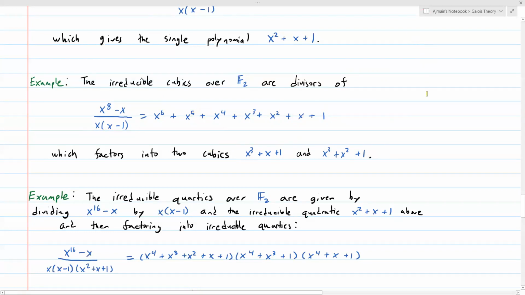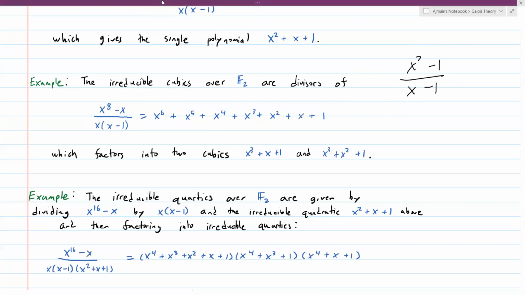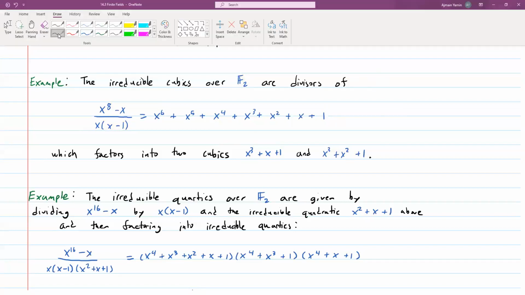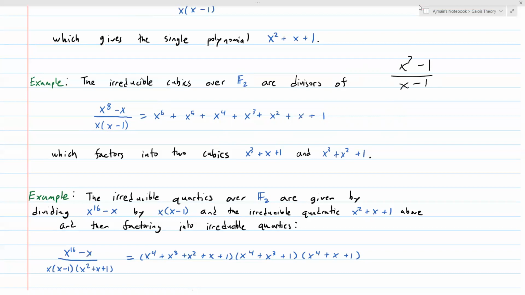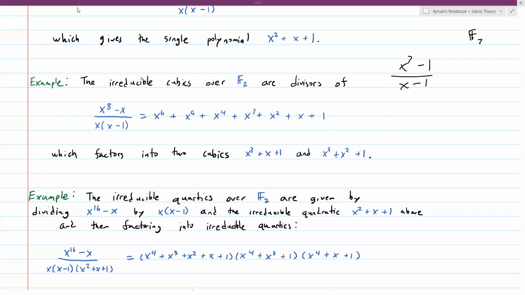How do you compute x to the 7th minus 1 divided by x minus 1? Why are you asking about x to the 7th? Are you trying to find particular irreducible polynomials? If so, of what degree, of what base field? The base field has to be F7, right? And you're trying to find the irreducible polynomials. Oh, x to the 8 minus 1. Okay, my bad. So the base field is 2 again.